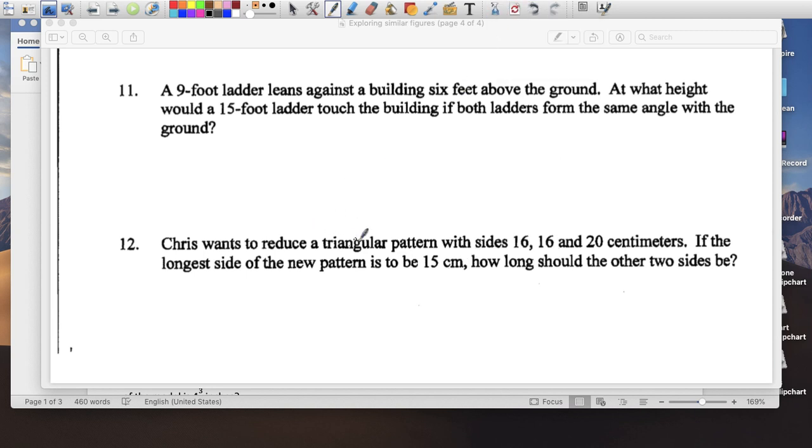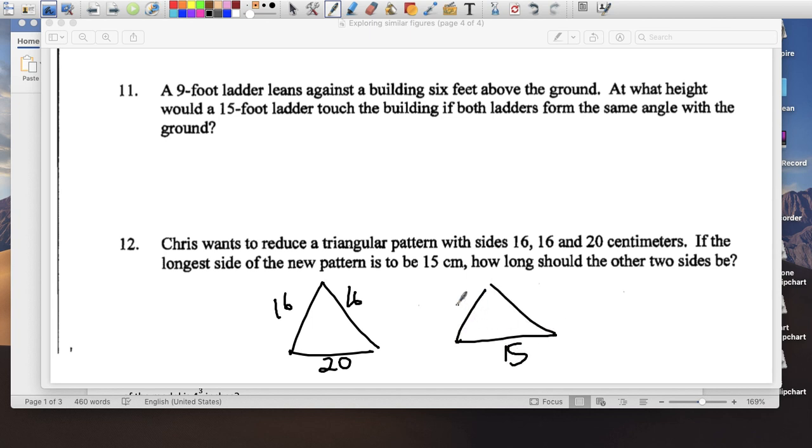12, which wants to reduce a triangular pattern with sides 16, 16, and 20. So it's an isosceles triangle. So let's make this 16, this 16, and let's make that 20. If the longest side of the new pattern is 15, what should the other sides be? So we can call this x, and obviously the other side I'm going to call x. So we don't need to find the other side, because once we find this one, we can find the other one.